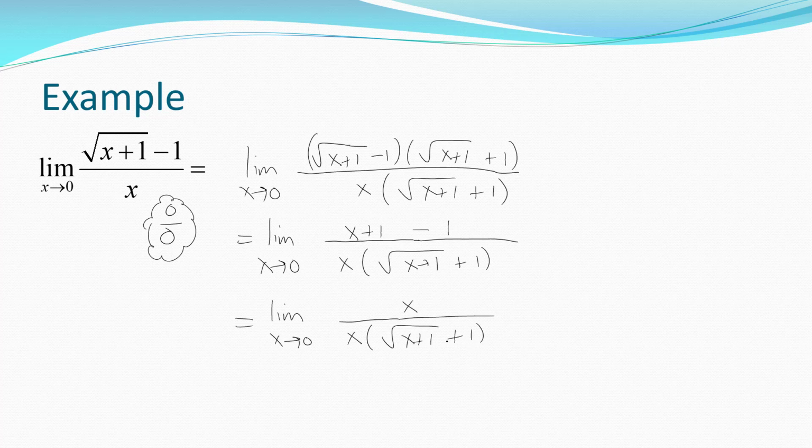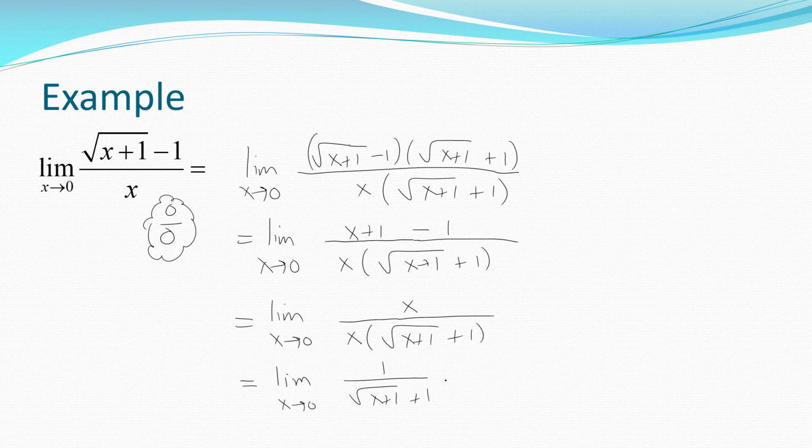Then you can say x is not 0. That means this factor of x is never 0. They're therefore also common factors. So I can cancel them because x is never 0. I'm not claiming the functions are equal. I'm claiming the limits are equal because the functions are equivalent on the range of values that I'm interested in, which is things near 0 but not 0. So that gives me 1 over the square root of x plus 1 plus 1.